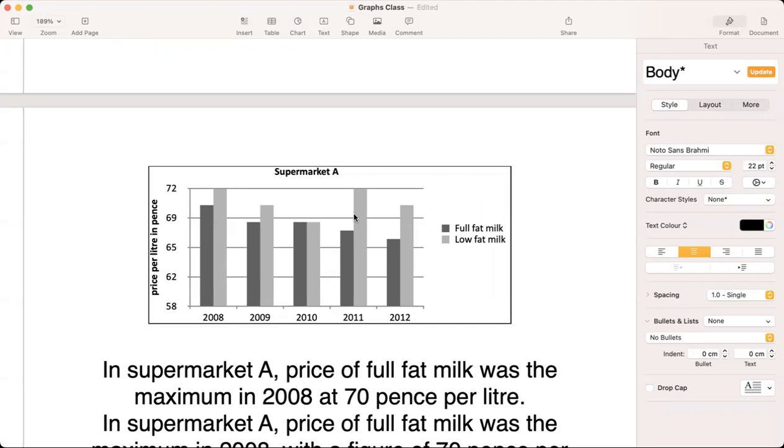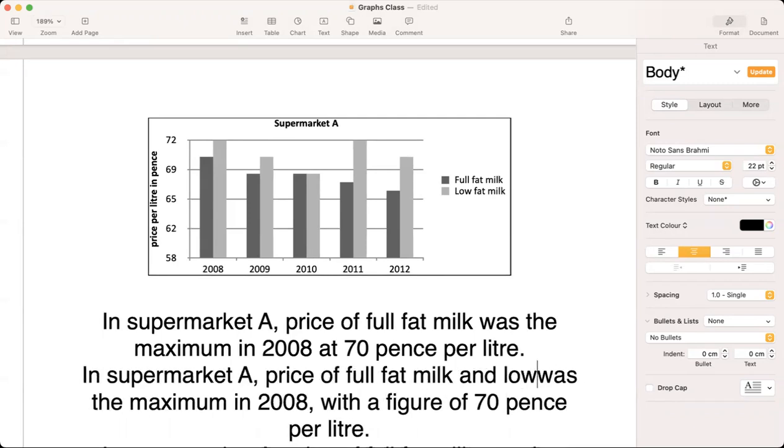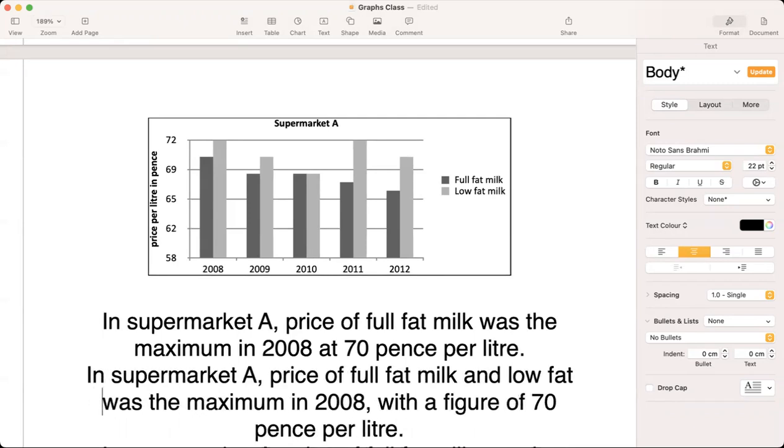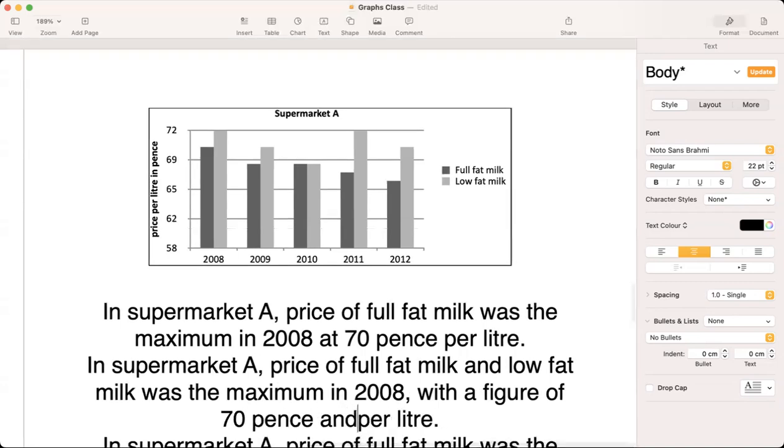So now I don't want to make that sentence, because I'll have to write two things, 2008 also, 2011 also. It will make it confusing. But let's imagine it was the highest in 2008, right? So I would have written here: the price of full fat milk and low fat milk was the maximum in 2008 with the figure of 70 pence and 72 pence per liter respectively.